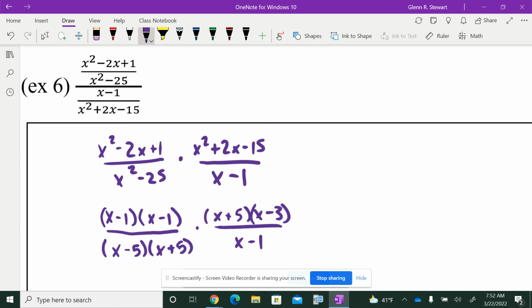All right. Again, we want to look for things that we have on the top and bottom. We've got one x minus 1. We've also got an x plus 5. So now I've got x minus 1 times x minus 3 all over x minus 5. And that'll be my final answer.